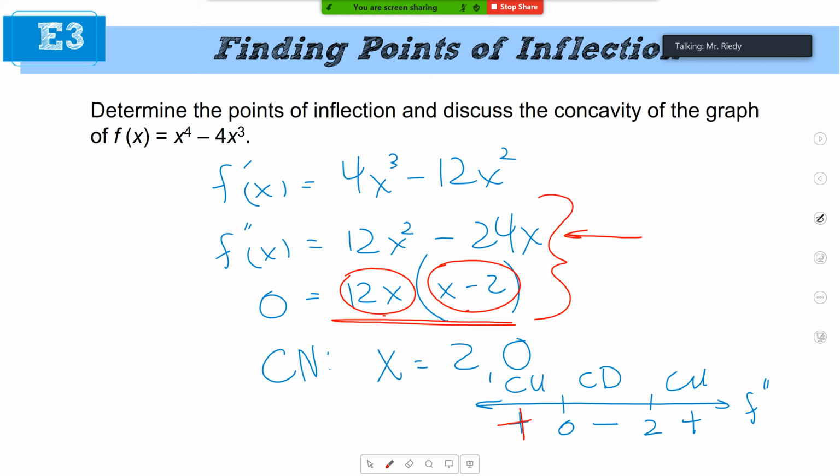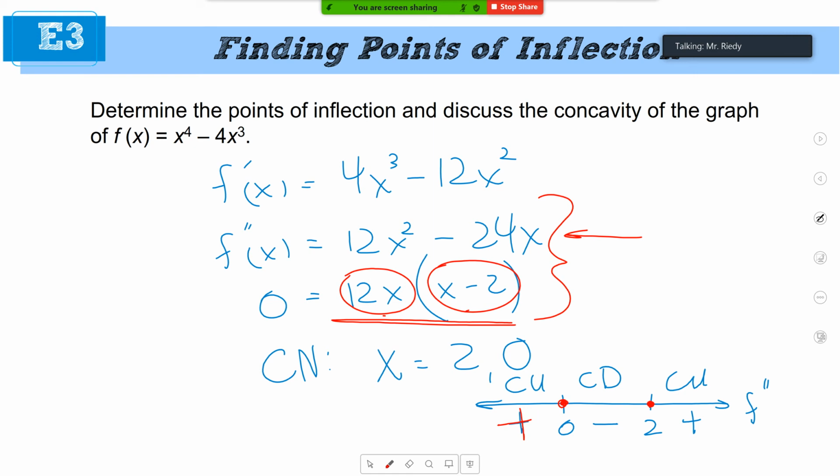Beautiful. Now, notice, 0 and 2 now become points of inflection. Why are they points of inflection? Because it's where the concavity changes. So when we were doing the first derivative test, we cared about whether the derivative changed from positive to negative or negative to positive. It gave us different results.